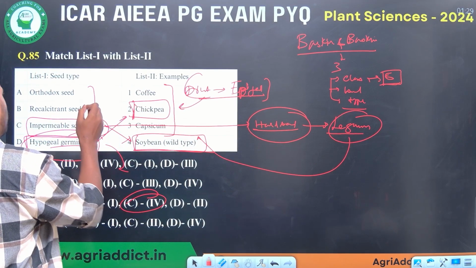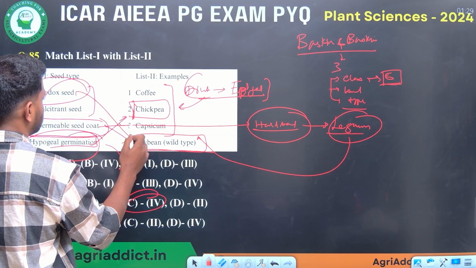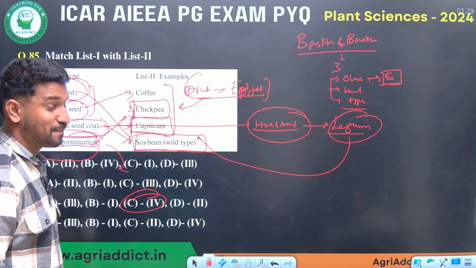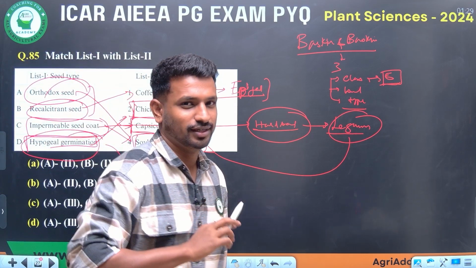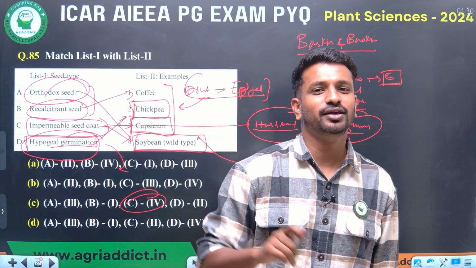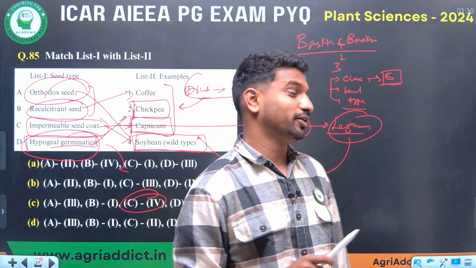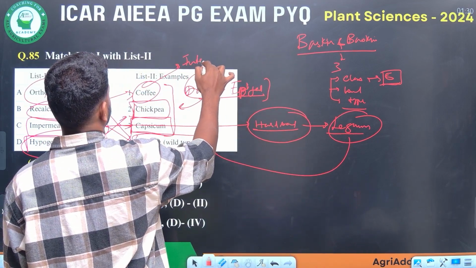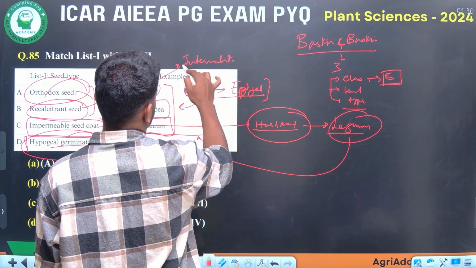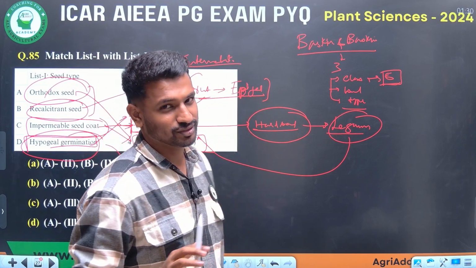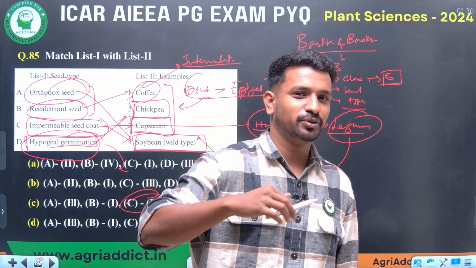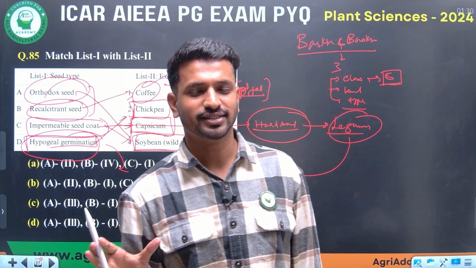When it comes to the orthodox seeds, capsicum is the orthodox seed, and for recalcitrant it's coffee. But coffee is not actually recalcitrant. What is the category of seed that coffee belongs to? This is actually the intermediate seed. So do not get confused in the exam. If they are not giving intermediate and they are trying to push coffee into recalcitrant, accept it.